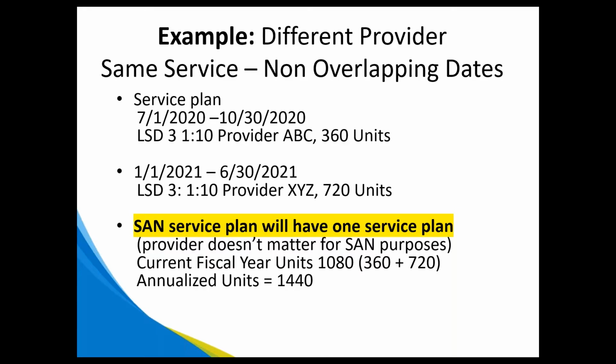The current fiscal year units would be a combination of the 360 units from the first provider and the 720 units from the second provider for a total of 1,080 units, and the annualized units would be 1,440.